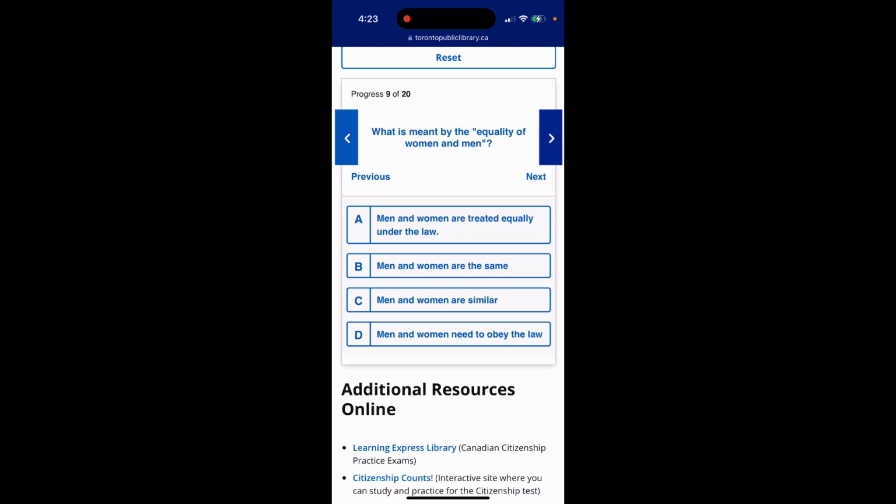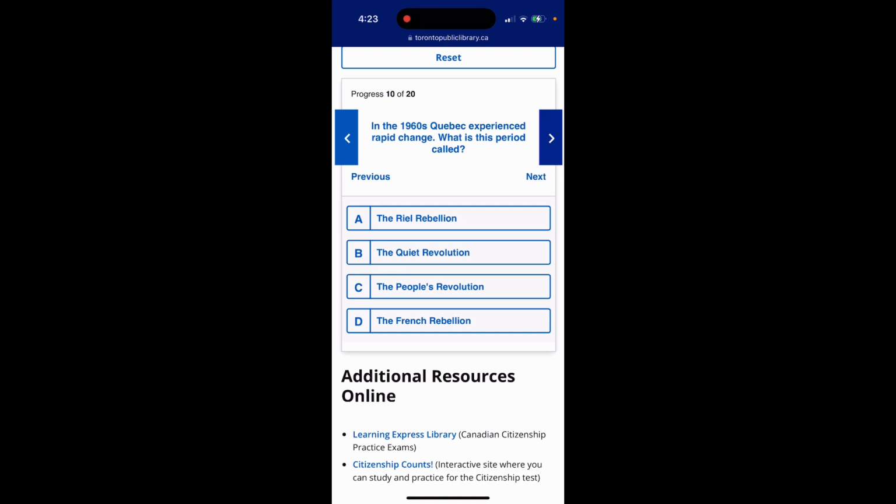Question 9. What is meant by the equality of women and men? Option A, men and women are treated equally under the law. Option B, men and women are the same. Option C, men and women are similar. Option D, men and women need to obey the law. The answer is option A, men and women are treated equally under the law.